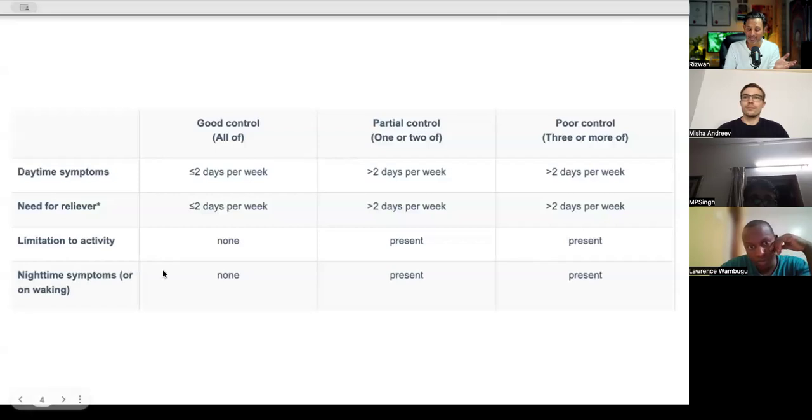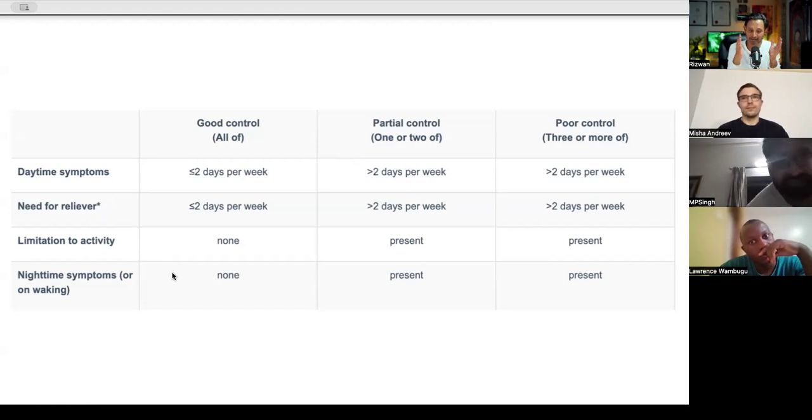And nighttime symptoms, none. Why are nighttime symptoms important? Because there's a lot of congestion of mucus, and patients do develop nighttime symptoms, which might be an indicator of poor control of asthma. So this is a very specific indication as per the RCH guideline, what you need to make sure of is where this patient classifies. Partial control means that they are having more than 2 days per week of daytime symptoms, more than 2 days per week of nighttime symptoms, there is some limitation of activity, and there is also some nighttime symptoms.